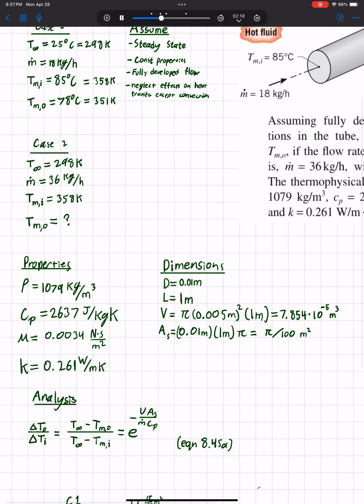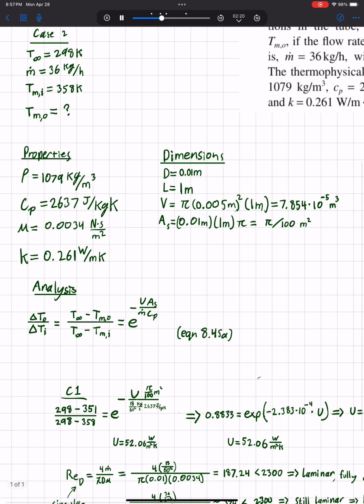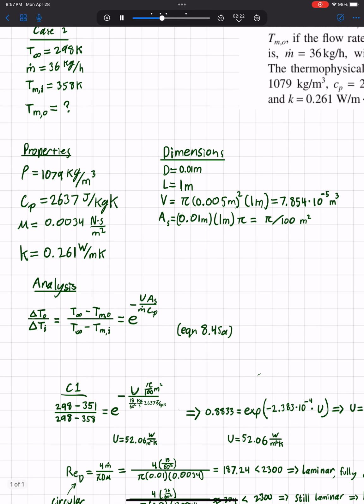So I continued again just to tabulate the properties and dimensions. These are all just given in the question before, although I did find the volume, which is equal to pi times 0.005 meters squared times 1 meter, which gives us our volume of 7.854 times 10 to the negative 5th meters cubed. And the surface area is 0.01 meters times 1 meter times pi, which equals just pi over 100 meters squared.